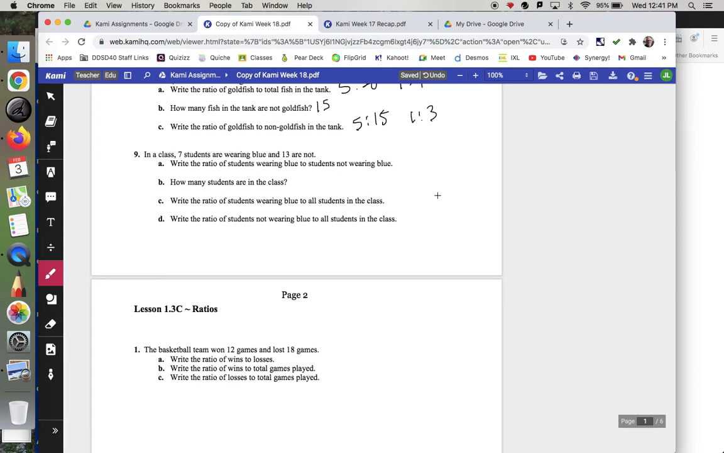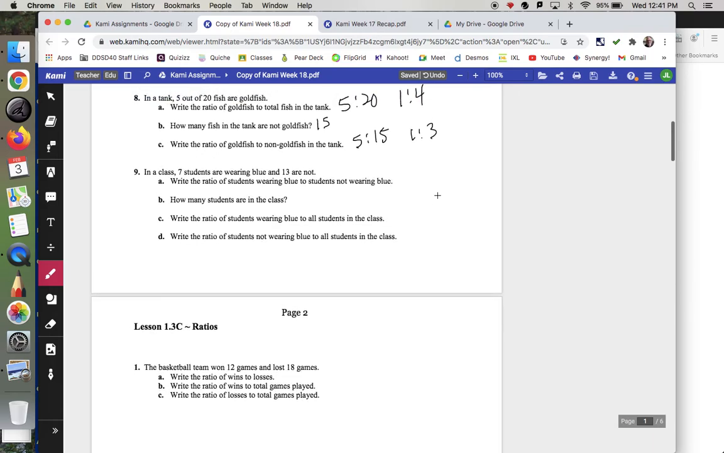In class today, 7 students were wearing blue and 13 were not. Write the ratio of students wearing blue to students not wearing blue. So that's going to be, you've got to be really careful about wearing and not wearing. So that's going to be 7 to 13.